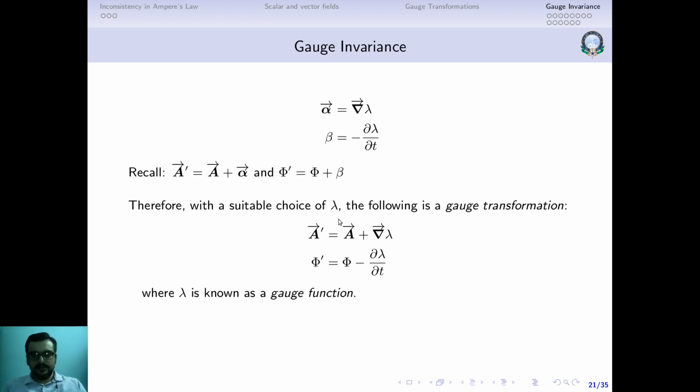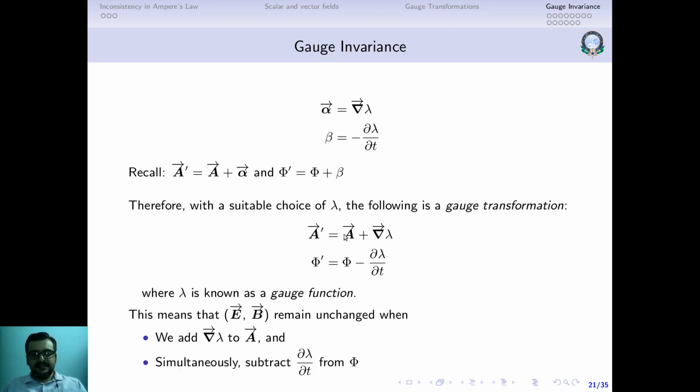So essentially what does this mean? It basically means that the electric and magnetic fields will remain unchanged when I add the gradient of some λ to the vector potential, and simultaneously subtract ∂λ/∂t from the scalar potential. If I do that, the electric and magnetic fields will remain unchanged, and the new set of potentials that we got is a gauge transformation from the old set of potentials A, φ.